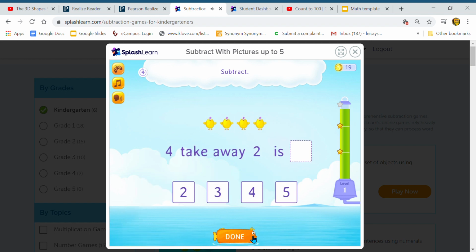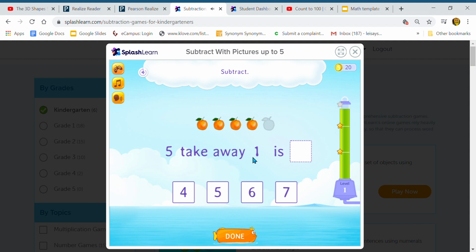Subtract 4 take away 2 is... Alright, so we have 4 fingers. Show me 4. 4 of those little fingers. Now take away 2. Hide 2 of those fingers. Put 2 of them down. How many fingers do you have left? 2. Good. 4, take away 2 is 2. And done. Fabulous.